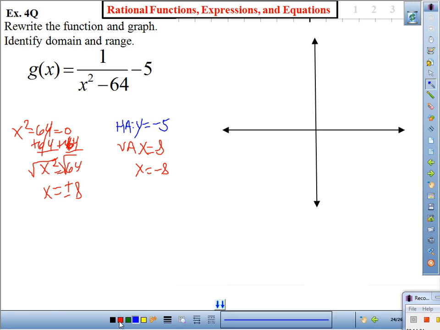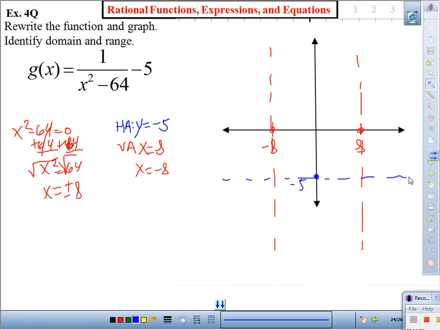We got negative 8, positive 8, our horizontal is at negative 5 down here. And our graph should be right there, right there, and right there. Hands up if you got that? Yeah, we got it, yes? Show me what I'm talking about with this. Yeah, we got it. Okay?